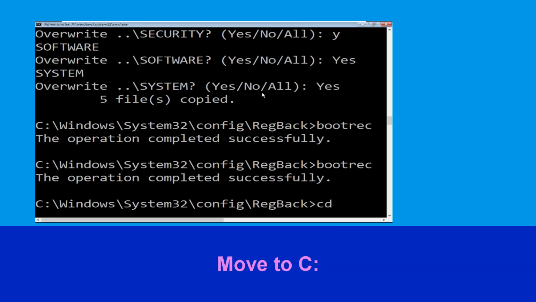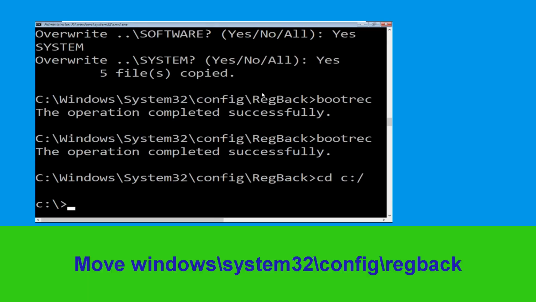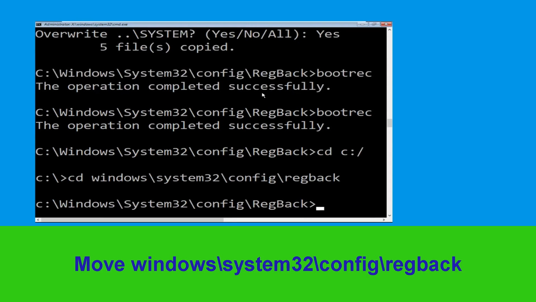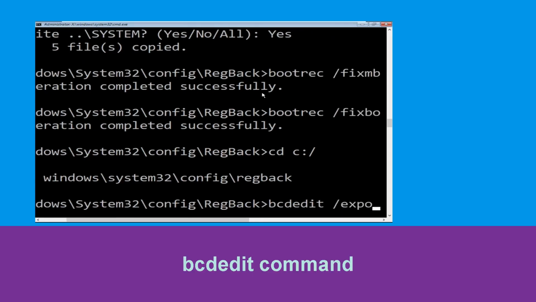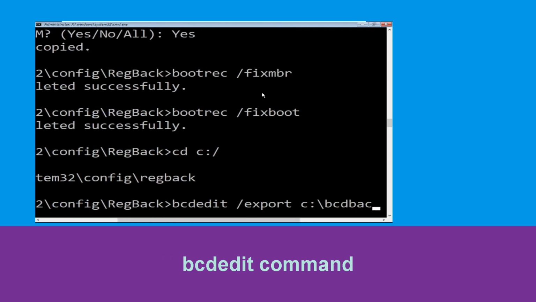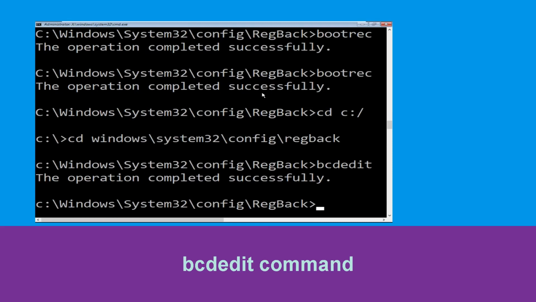Now type in cd space C:/ and simply hit enter to execute the command. Let's execute this command. Type cd space Windows/system32/config/regback. Then simply we need to hit enter to execute this command. Now type this command bcdedit space /export space C:/bcdbackup, then hit enter.